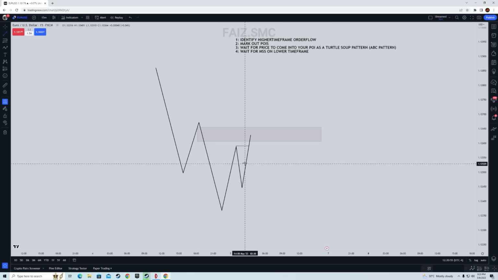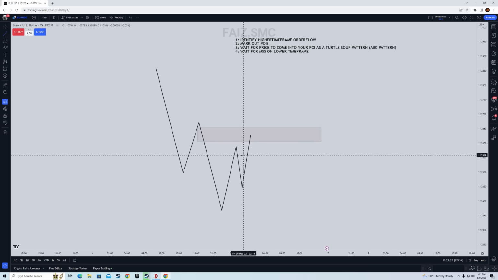Okay, so there are two types of market structure shifts. Okay, a high probability market structure shift and a low probability market structure shift. What is a high probability market structure shift? So you have A leg, B leg, and C leg, right? You want to mark out the structure below the A leg high. So this is the A leg high, right? This is the B leg, and then this is the C leg. Okay, so this is the A leg high.